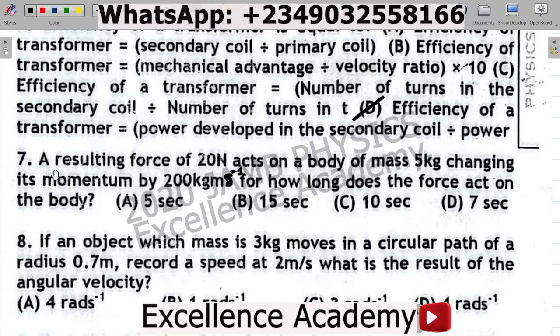Question 7. A resulting force of 20 Newton acts on a body of mass 5 kilogram, changing its momentum by 200 kilogram meter per second. For how long does the force act on the body? A. 5 seconds, B. 15 seconds, C. 10 seconds, D. 7 seconds. So how do you answer this question?